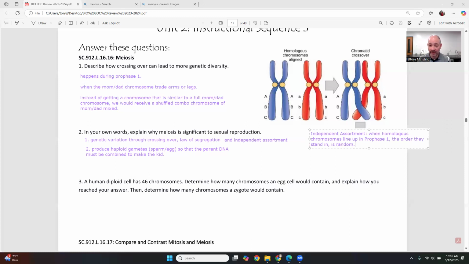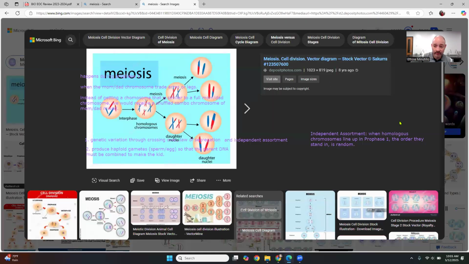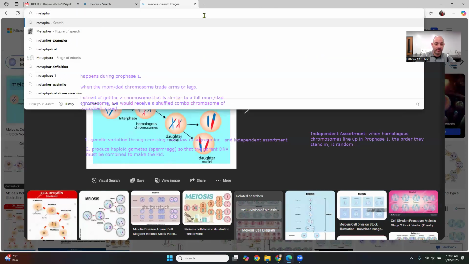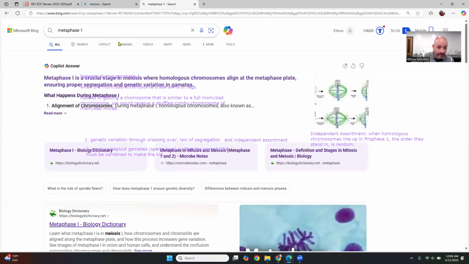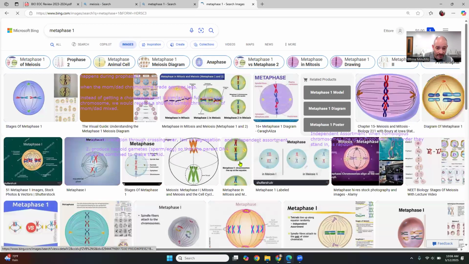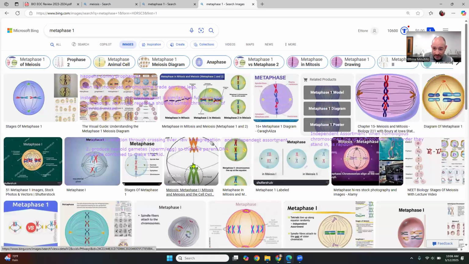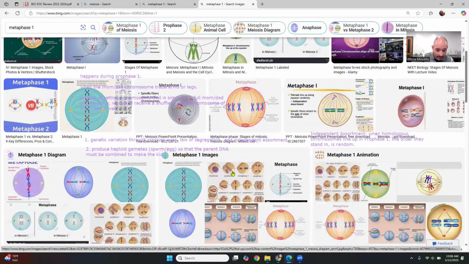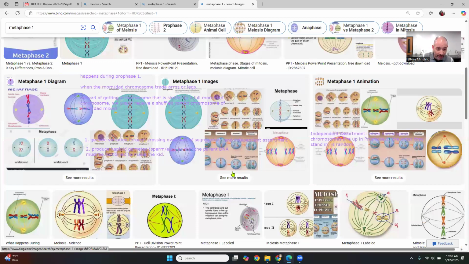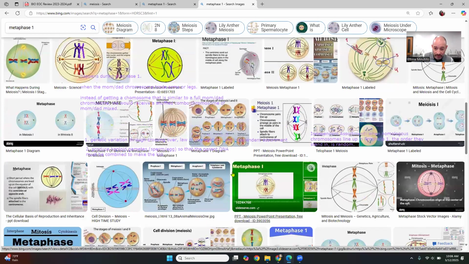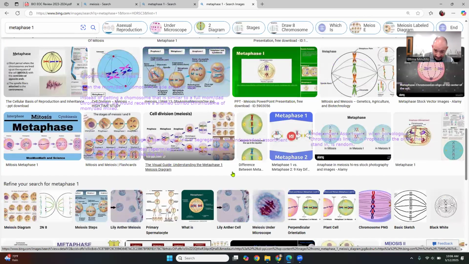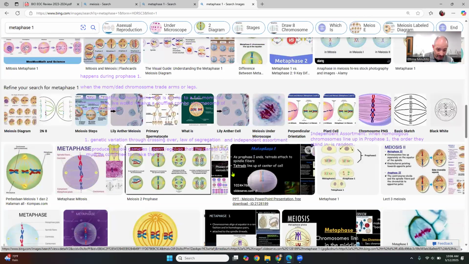So we're going to go to a picture. We're going to check this out. We're going to specifically go on here and Google prophase one. Actually, we could do metaphase one. It might make it a little bit easier. Wow, a bunch of these are not metaphase one. And there's a really easy way I can tell. In metaphase one, the chromosomes should still be next to each other, not in one single file line.